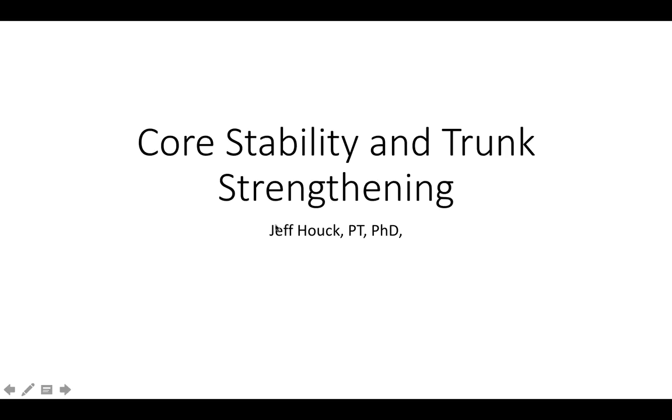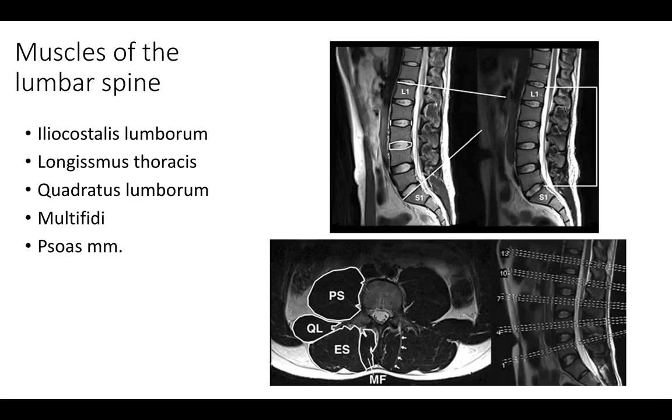So this talks about core stability and trunk strengthening, in particular with people with low back pain. The muscles of the lumbar spine include the iliocostalis lumborum, longissimus thoracis, quadratus lumborum, multifidi, and psoas muscles. And recently, there have been some excellent MRI studies of changes in exercise in people with low back pain.